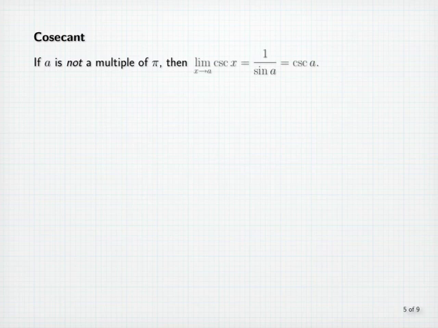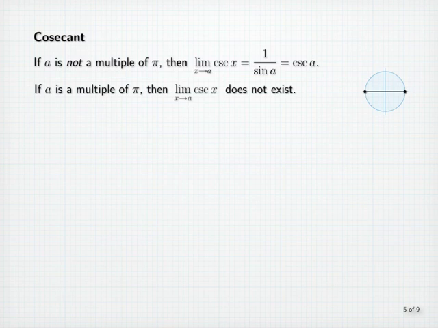Cosecant function. If a is not a multiple of pi, then the limit as x approaches a of cosecant of x is 1 over sine of a, which equals cosecant of a. If a is a multiple of pi, then the limit as x approaches a of cosecant x does not exist, since the numerator approaches 1 and the denominator approaches 0.